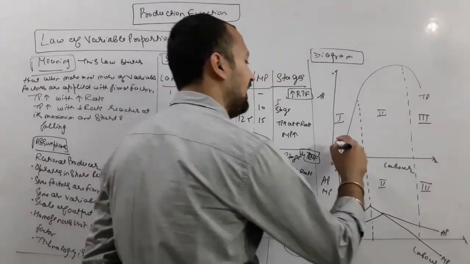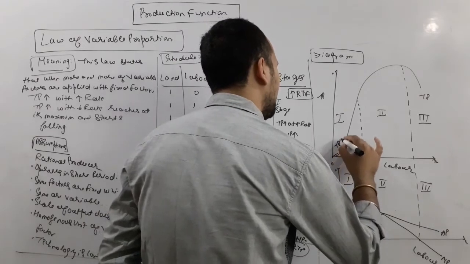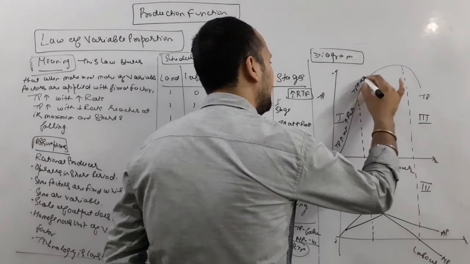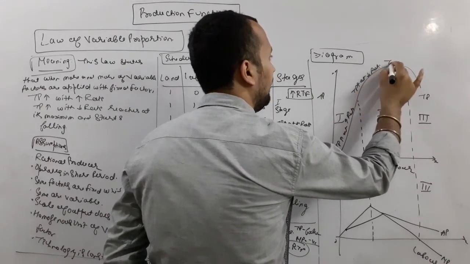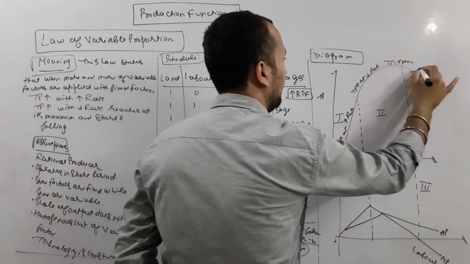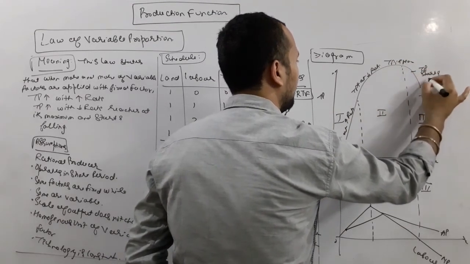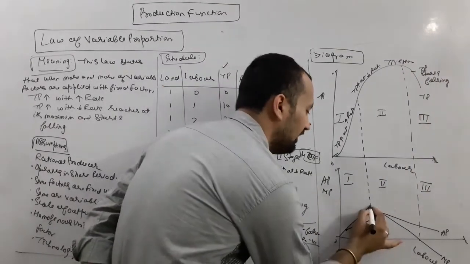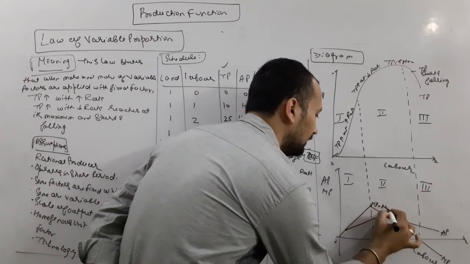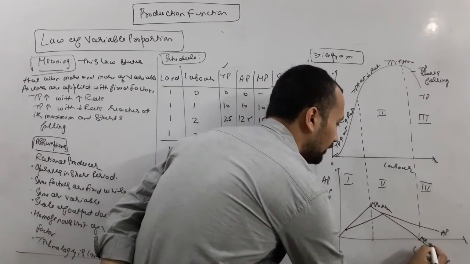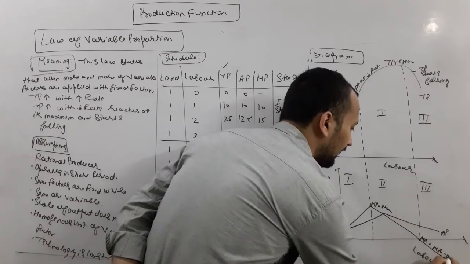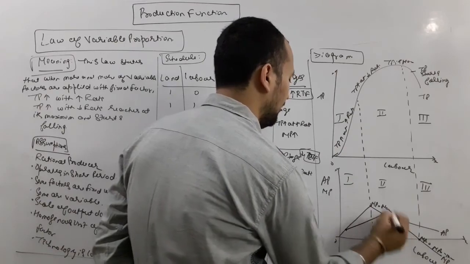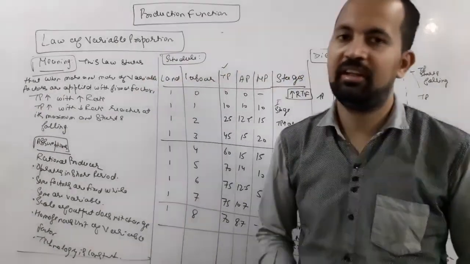First stage as per the TP: TP is increasing at increasing rate. Then TP is increasing at diminishing rate. Here TP is maximum. Here TP starts falling. Now the stages as per the MP. First is MP equals maximum. Second is MP equals 0. Third is MP equals negative. Now the situation as per the AP: AP equals MP. Now you need to explain the situations in your own words.